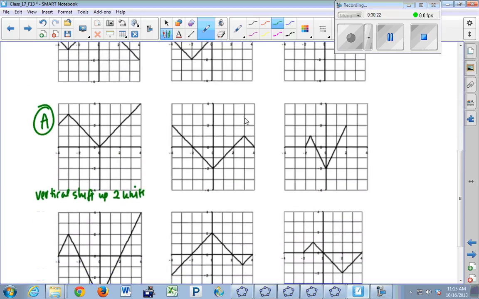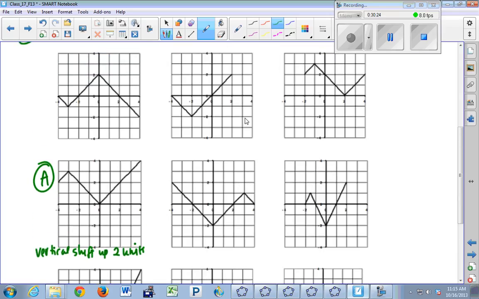And where do I find it? I don't find it anywhere here. This one has been shifted to the left. So this is B. It's a horizontal shift left 2 units. And it probably wouldn't hurt, as long as you guys are getting used to this, to actually label each one of these: y equals f of x plus 2, y equals f of x, then add 2, just to kind of reinforce this new material.